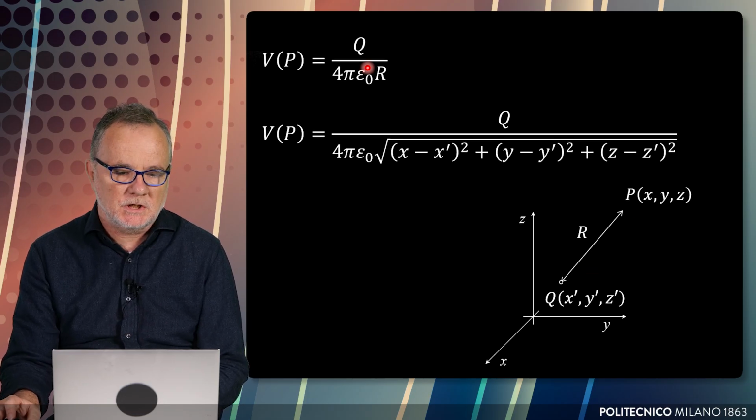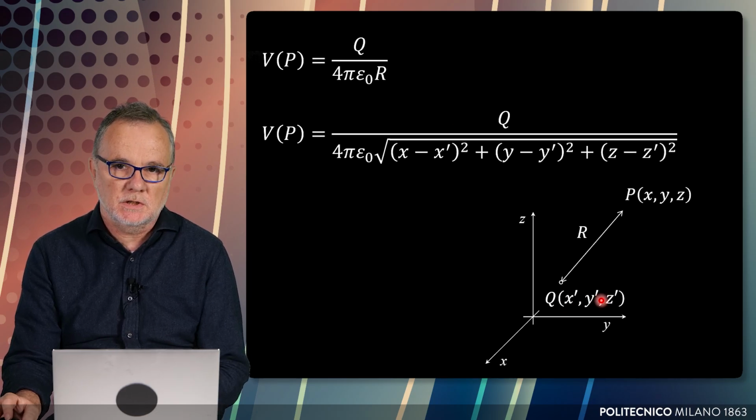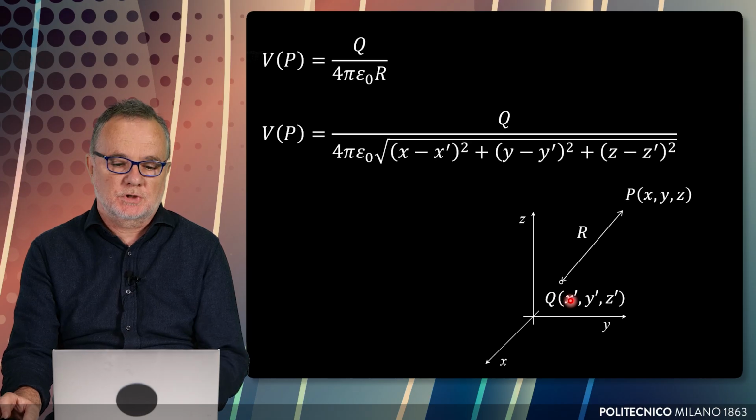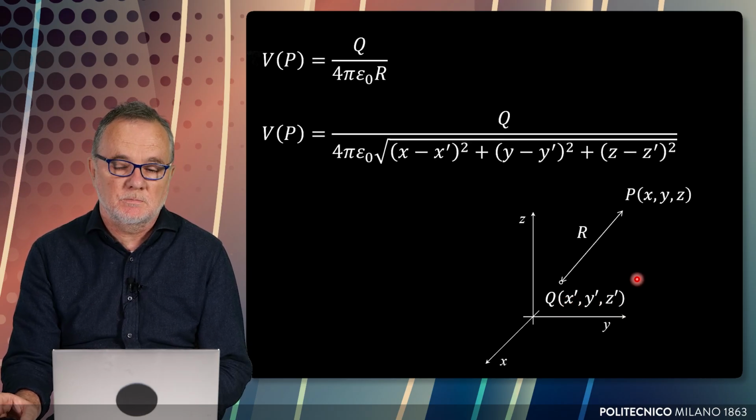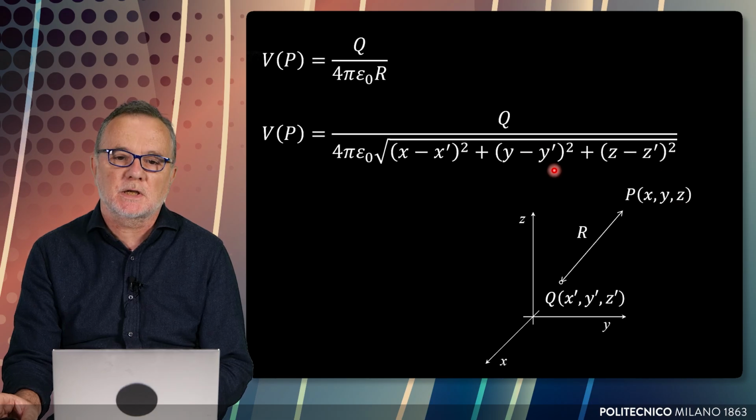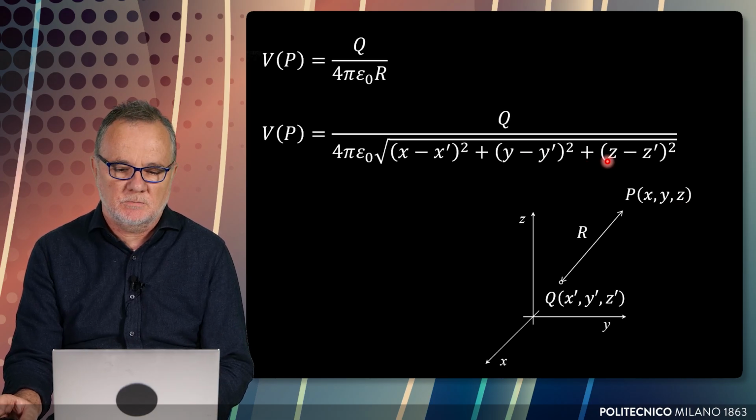So we have this expression for the potential, and once we write the general coordinates of the capital Q, the source charge, x prime, y prime, z prime, and the observation point P, x, y, z, we can express this potential as a function of x, x prime, y, y prime, z, z prime.